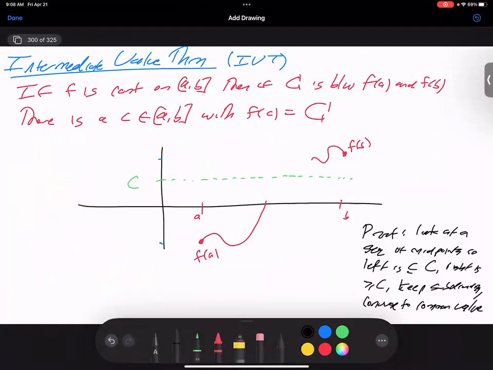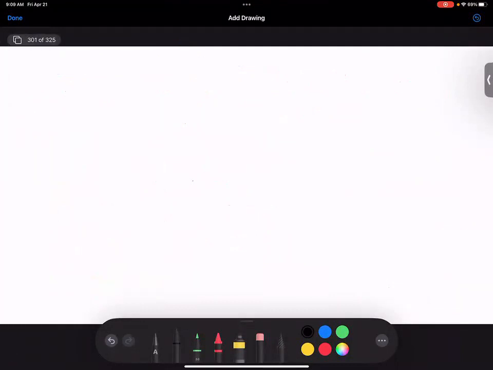If the function was not continuous, then all bets are off. I could define the function to be -1 up to here, and then 1 from there onward. And then I wouldn't have to have such a value. Okay, any questions on the intermediate value theorem? All right, anybody know which theorem is next?